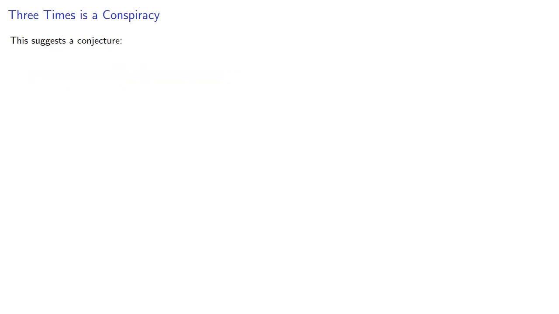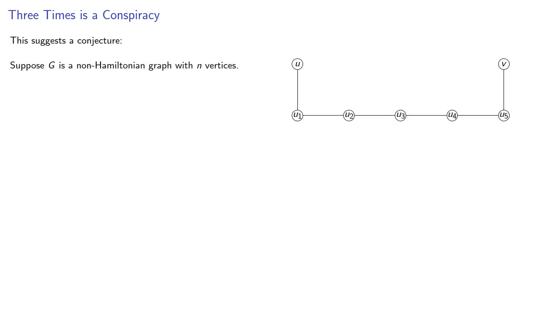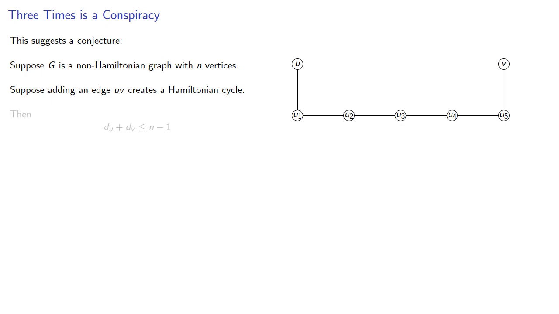And this suggests a conjecture. Suppose G is a non-Hamiltonian graph with n vertices, and suppose adding an edge creates a Hamilton cycle, then the sum of the degrees is less than or equal to n minus 1. Can we prove it? Well, let's find out.